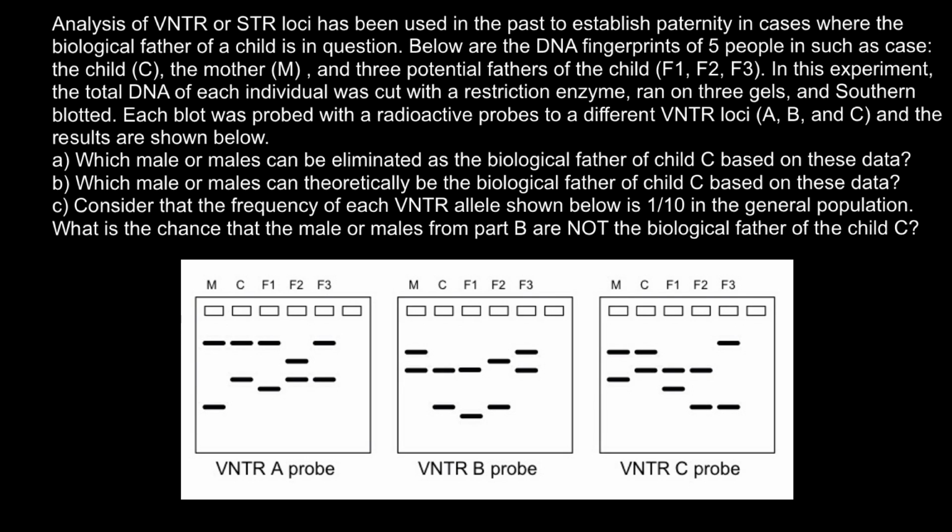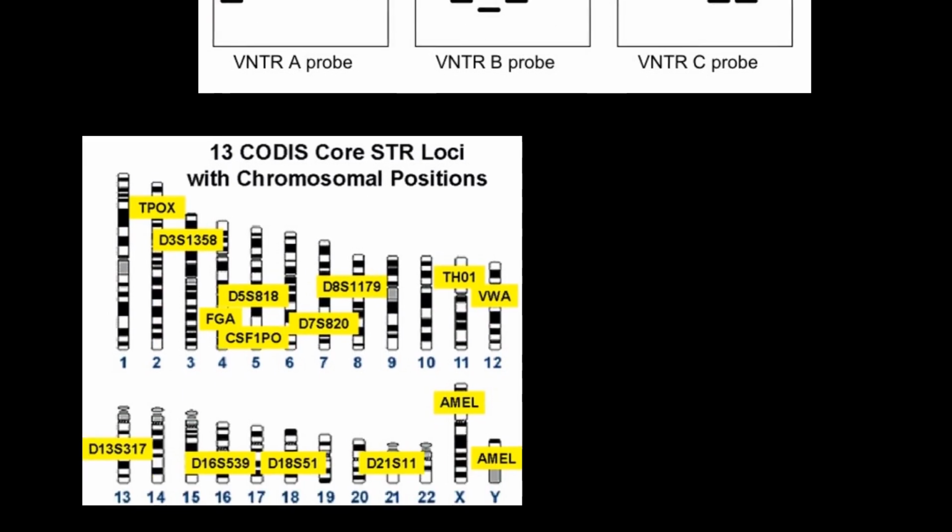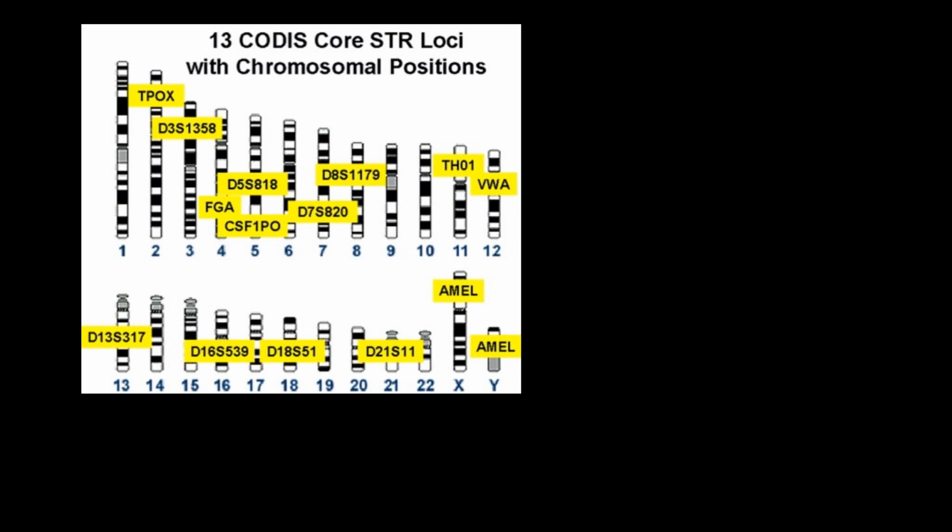Before I explain how to solve this problem, let me first explain the theory behind DNA fingerprinting. This picture will help me to explain what we are doing. The CODIS system was developed by the FBI, and in this system we analyze 13 loci on chromosomes number 2, 3, and so on, and also 2 loci on the X and Y chromosomes.